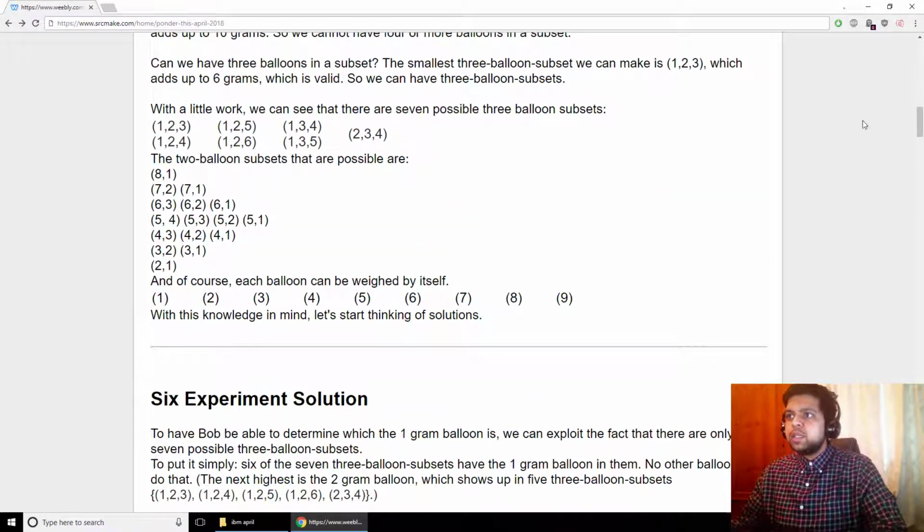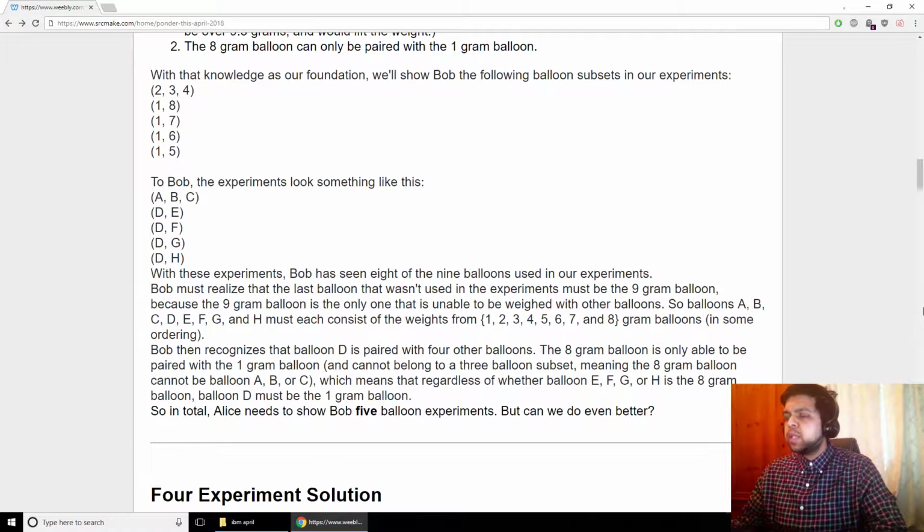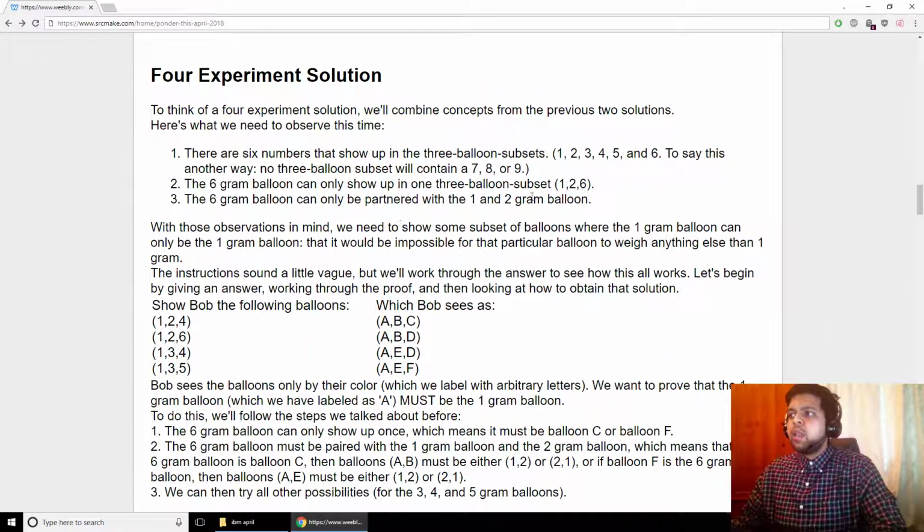As opposed to this, other numbers can show up multiple times. For example, 5 can show up in 1, 2, 5 or 1, 3, 5. 4 can show up a bunch of times, and obviously 1, 2, and 3 can show up a bunch of times. But 6 can only show up in 1, 2, 6. And the last thing we'll take advantage of is that the 6 gram balloon can only be partnered with 1 and 2, can't be partnered with any other balloons.